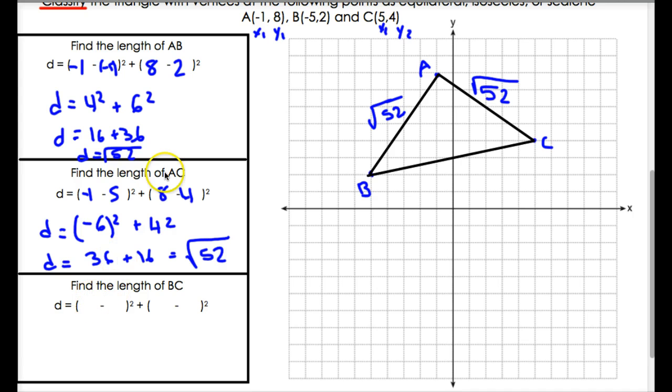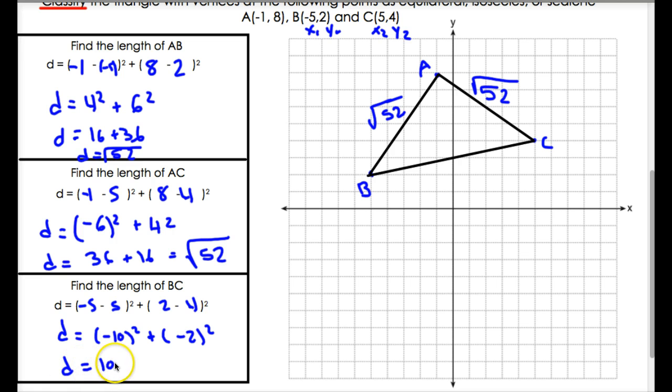Finally we find the third side. So start all over again, finding our distance. x1, y1, x2, y2. So in this case we get -5 minus 5, and we get 2 minus 4. Put this into the distance formula. Negative 5 minus 5 is negative 10 squared plus 2 minus 4, which is just negative 2 squared. D is equal to 100 plus 4, which just gives us 104. And don't forget to take the square root at the end. So this is the square root of 104.